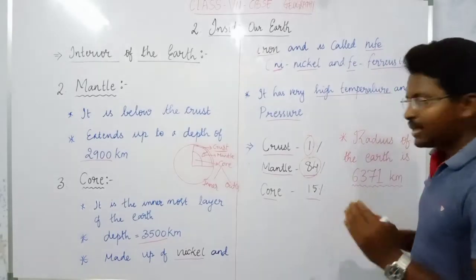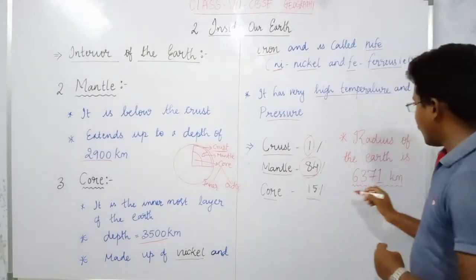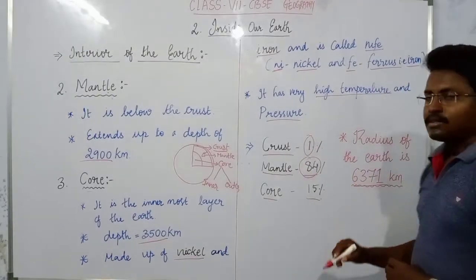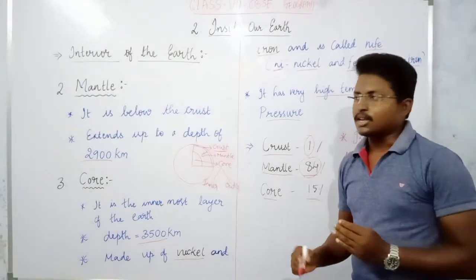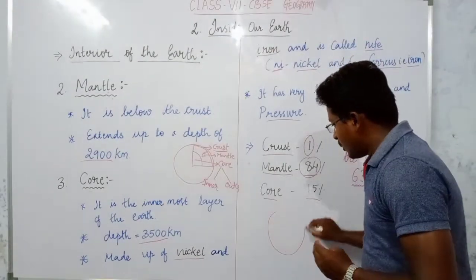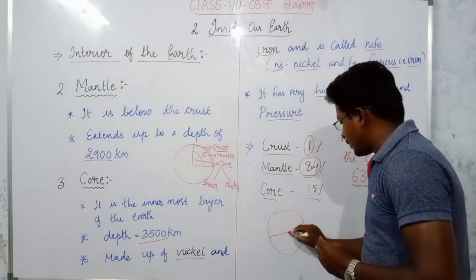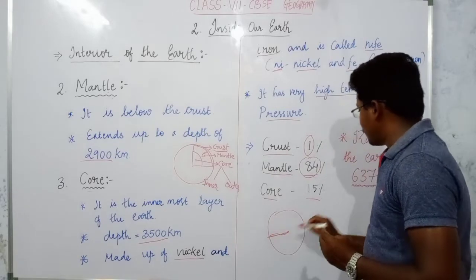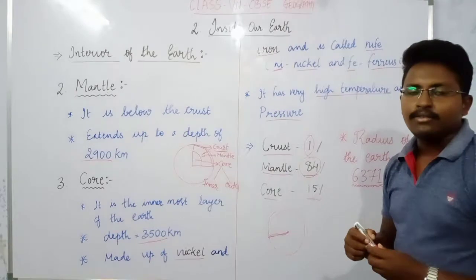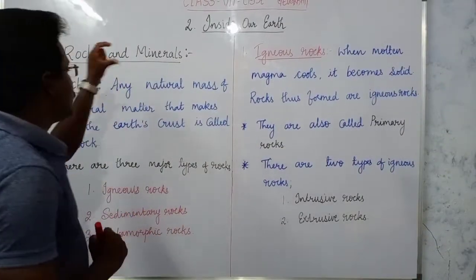Then what is the radius of the earth? A very interesting fact: the radius of the earth is 6,371 kilometers. You all know what a radius is. For example, if this is a circle, from here to here, the radius is 6,371. Next one is about rocks and minerals.